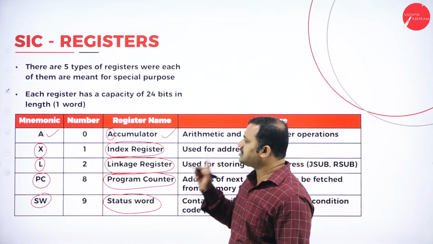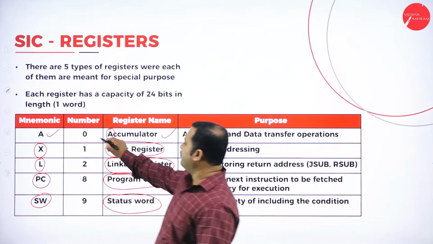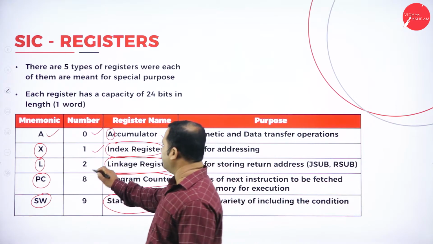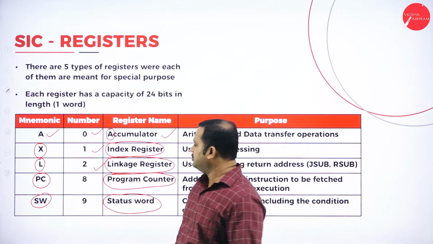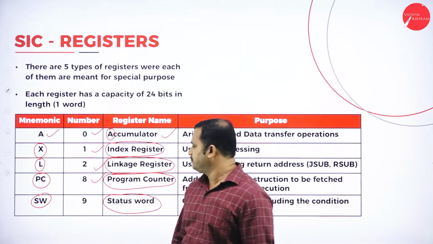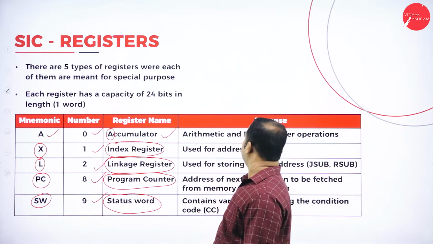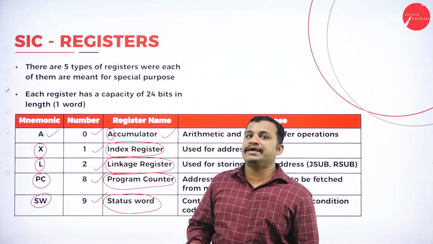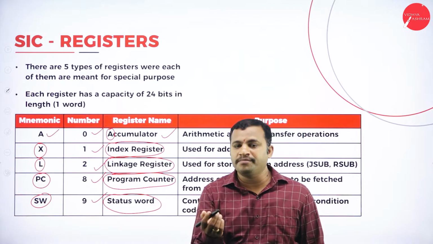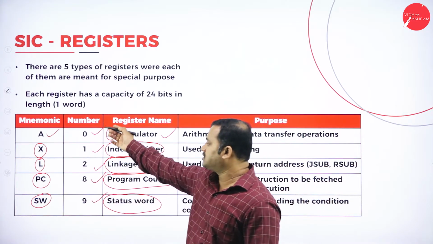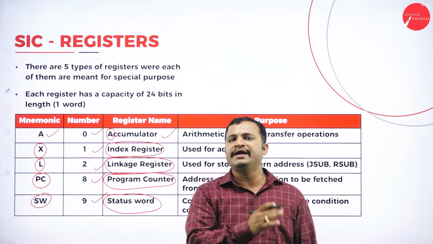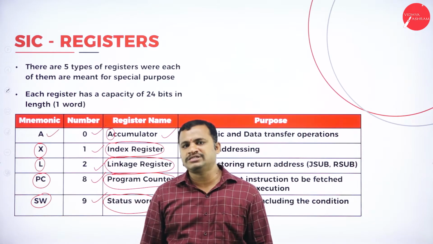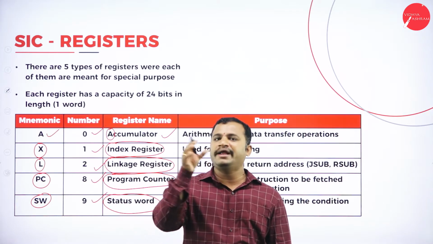We also have numbers assigned to them, where accumulator has the number 0, index register is represented by 1, linkage register by 2, program counter by 8, and status word by 9. Then the purpose of these registers is written here. When I explain programs for performing operations, I will use these registers to store some intermediate data, because a variable, that is a memory location, can hold only one data at a time.